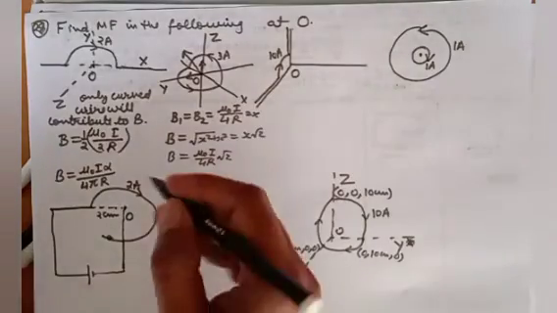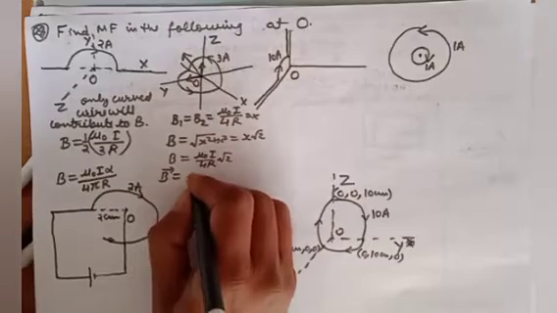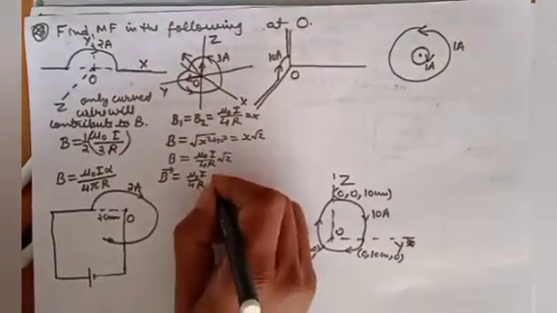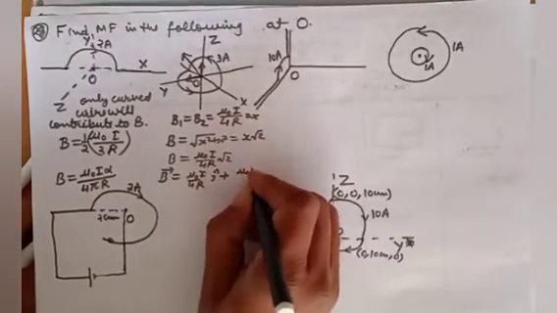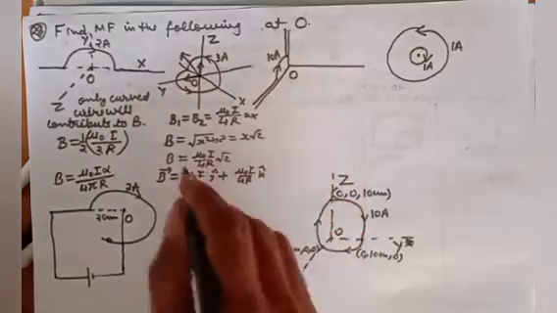And in vector form we can leave it as B vector is equal to mu naught I by 4R j cap plus mu naught I upon 4R k cap. That's all. Its resultant is this.